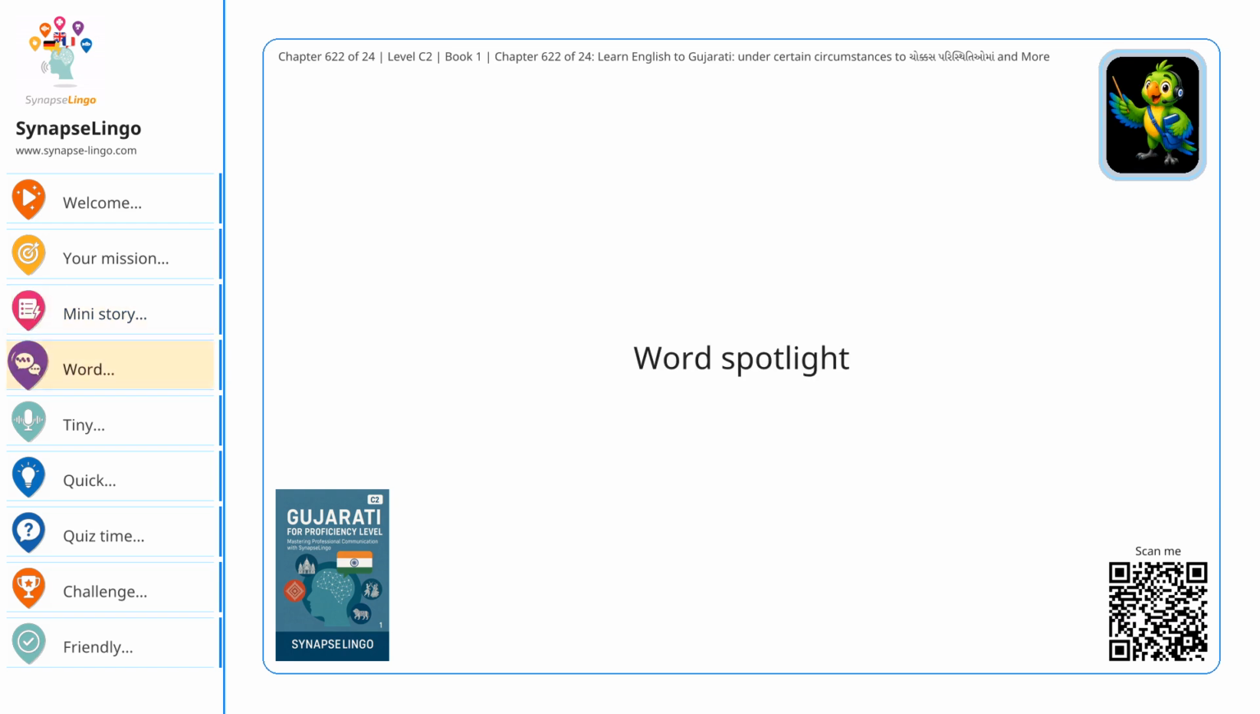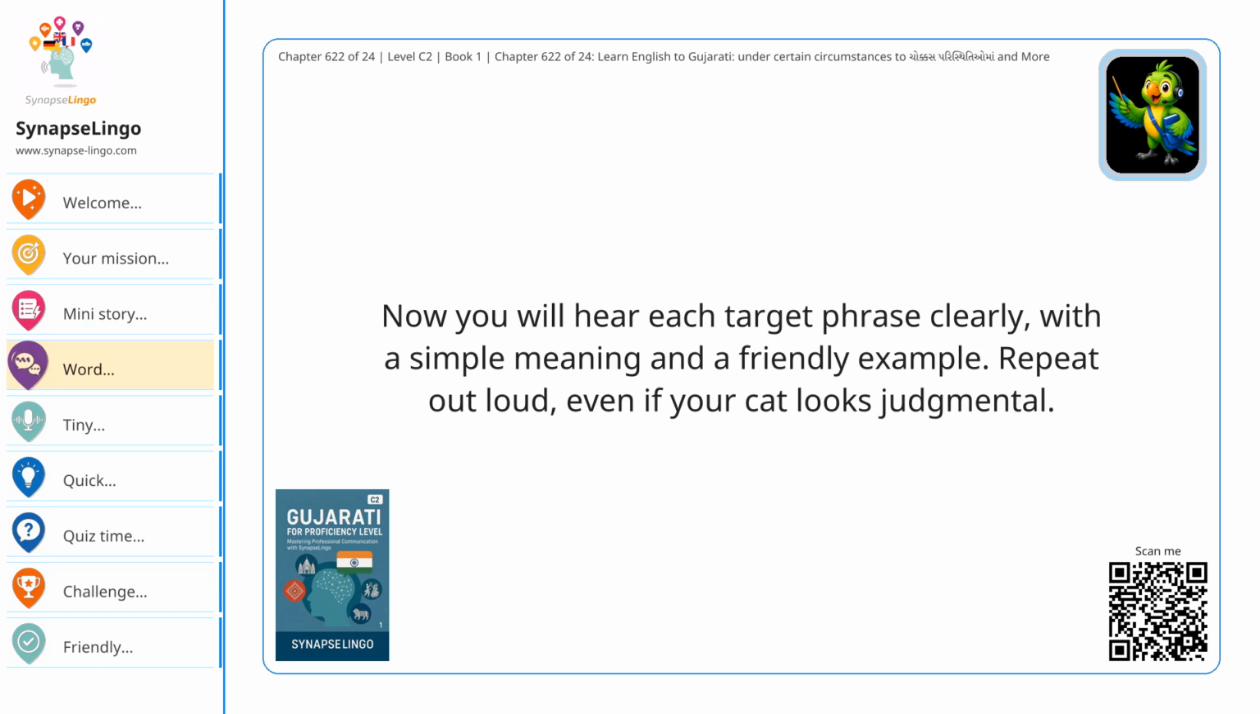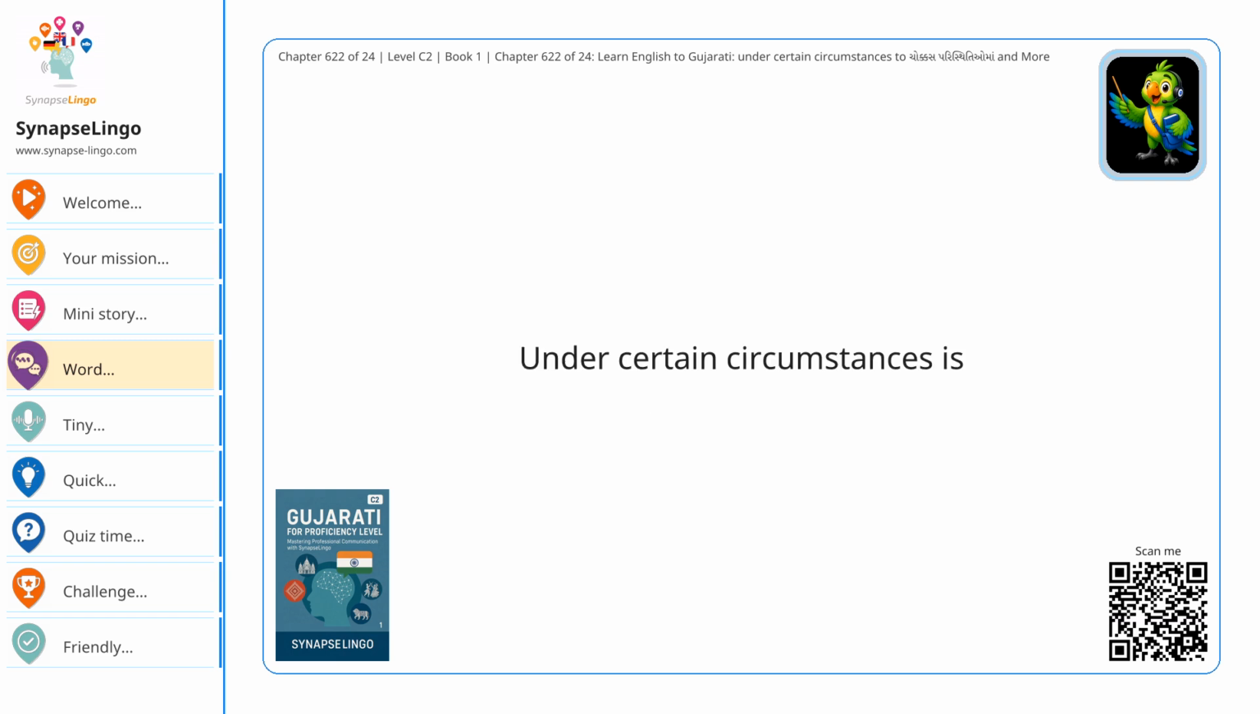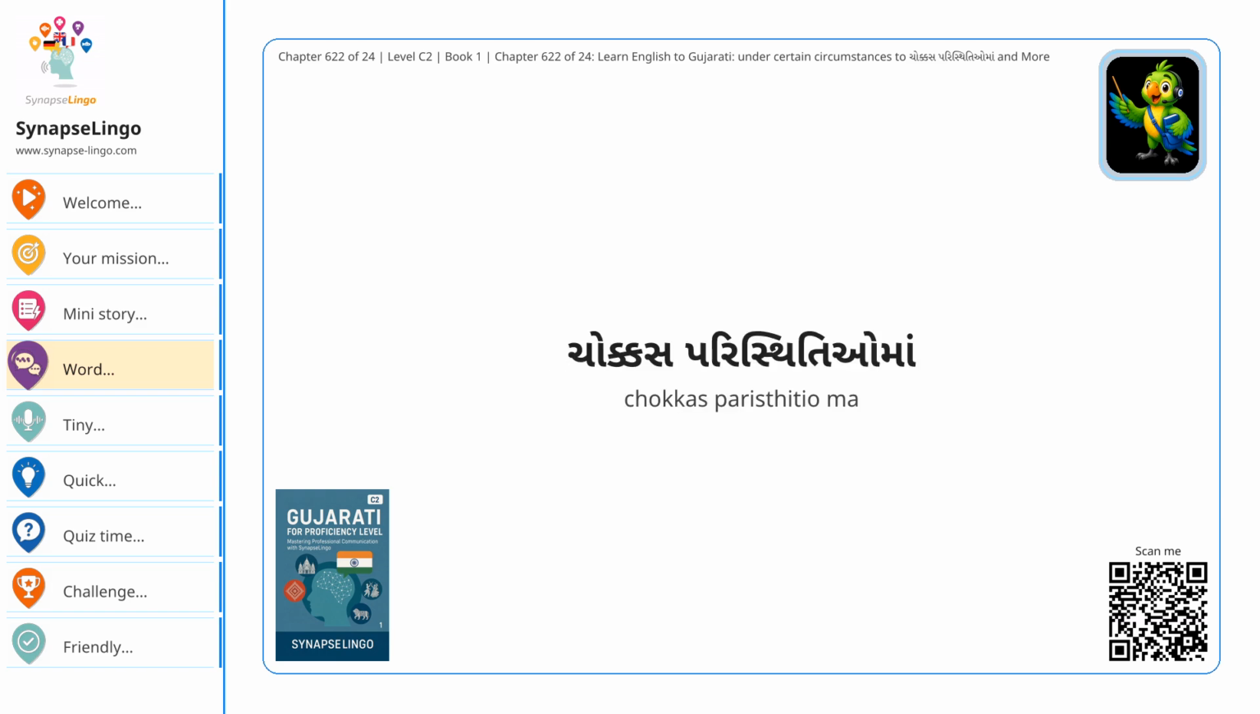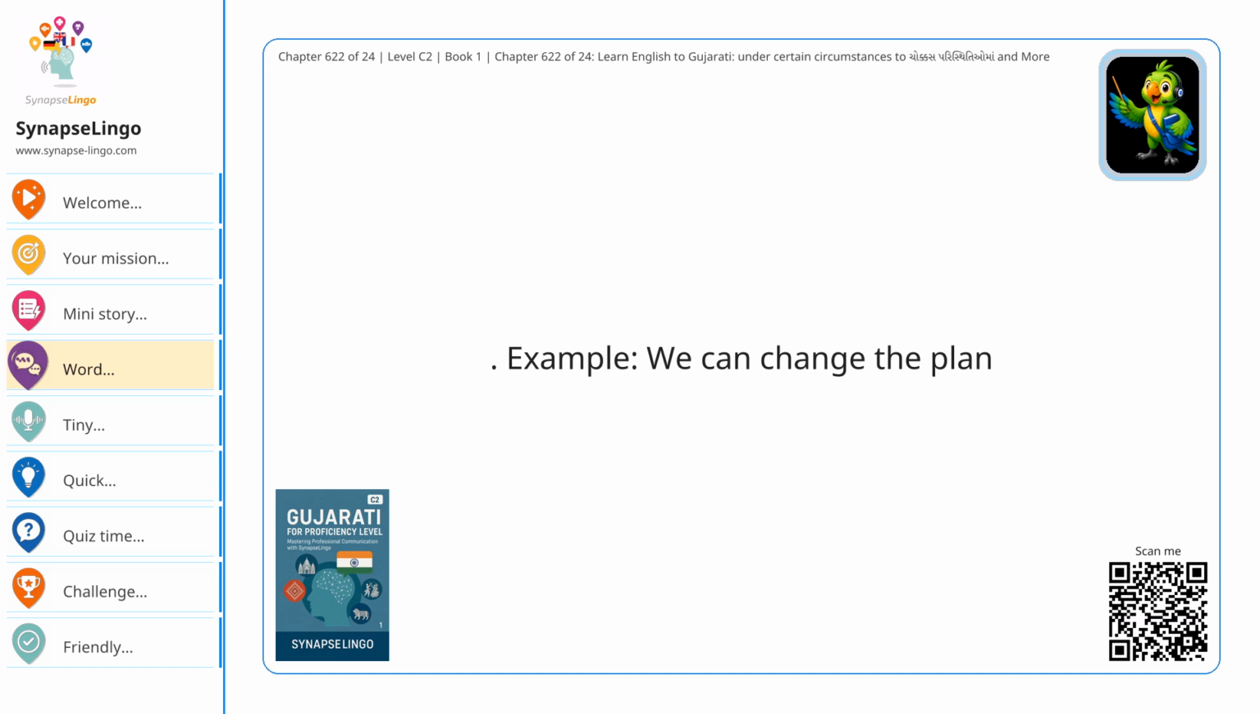Word spotlight. Now you will hear each target phrase clearly, with a simple meaning and a friendly example. Repeat out loud, even if your cat looks judgmental. Under certain circumstances is ચોક્કસ પરિસ્થિતિઓમાં. Example. This rule changes ચોક્કસ પરિસ્થિતિઓમાં. If necessary is જરૂર પડે તો. Example. We can change the plan જરૂર પડે તો.